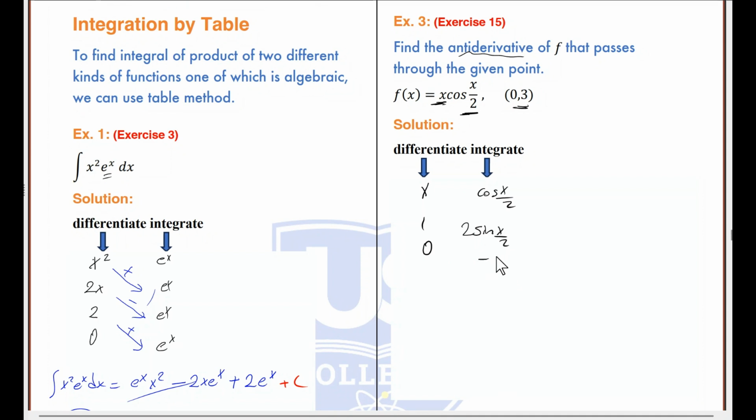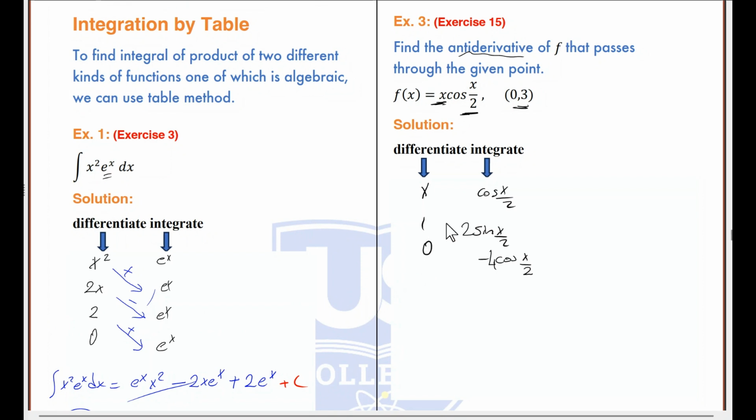Integral of sine is negative cosine. I had 2 in front. I will have divided by 1 over 2. Flip it. 2 makes 4. Okay, so I am done. When I see 0, I stop.